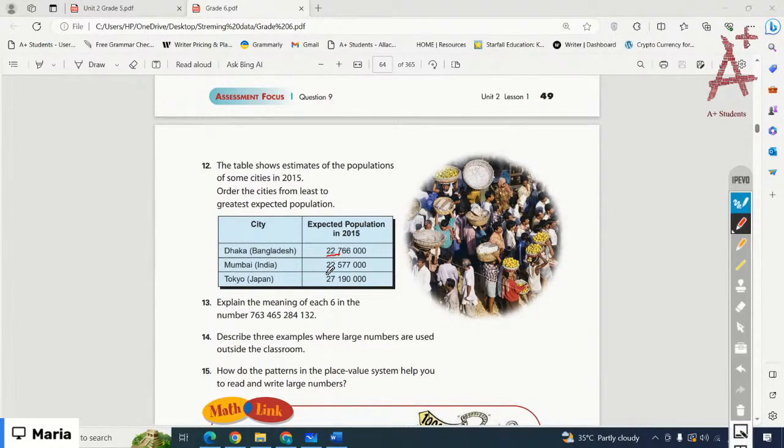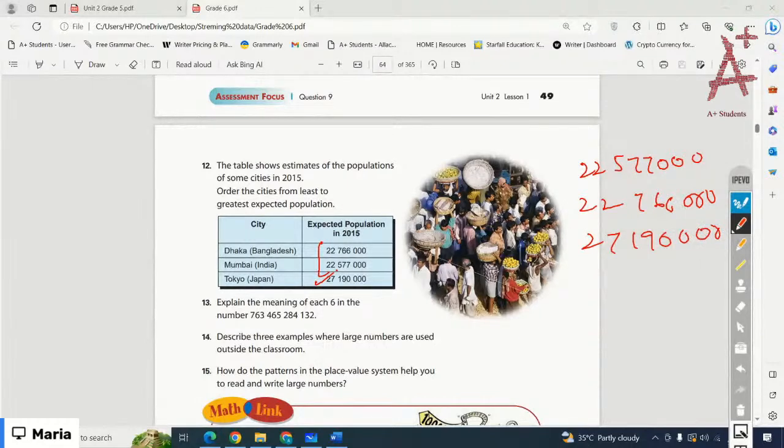Let's just look at the greater values 22, 22, 27. Least to greatest. Okay, this is the greatest one. You have to arrange them from least to greatest. That means last one. Just look at these two numbers. Here you have 7 and here you have 5. 5 is less than 7. So you can arrange that like this: 22,5 7 7 0 0 0. That would be the least one. Then 22,7 6 6 0 0 0. That would be greater than this one. And the greatest one is this one, right?